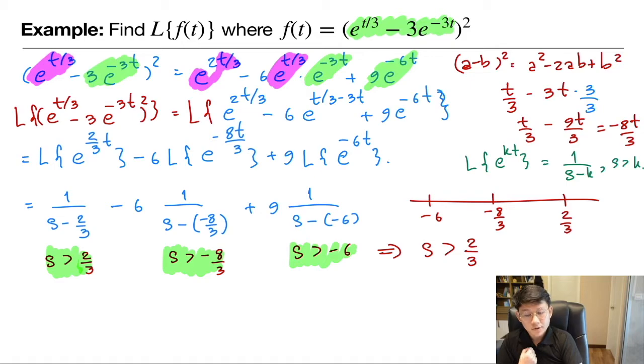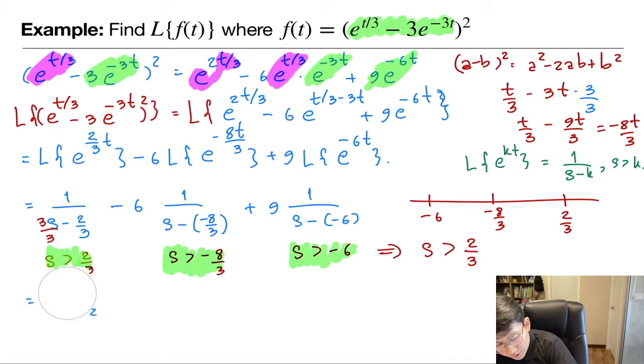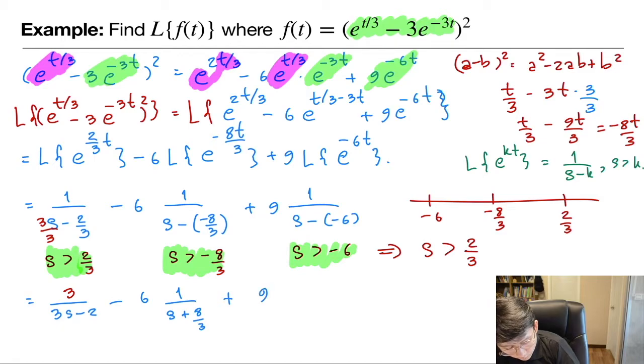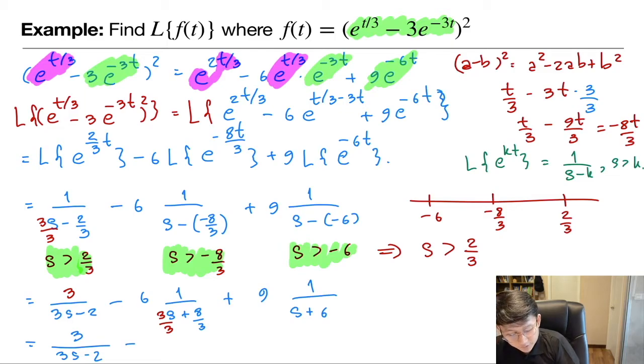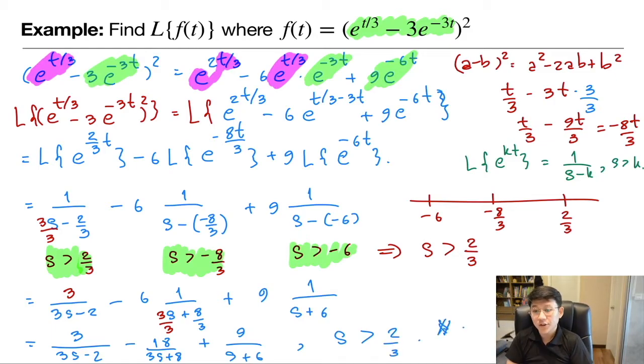Okay, s needs to be bigger than 2/3. And in that case, we have that it is 1/(3s minus 2). Okay guys, multiply 3 here, multiply 3 here. So here it is going to be 3 divided by (3s minus 2), minus 6 times 3, that is 18, divided by (3s plus 8), plus 9 divided by (s plus 6), when s is bigger than 2/3. And that is the answer. Okay, that is the Laplace transform.